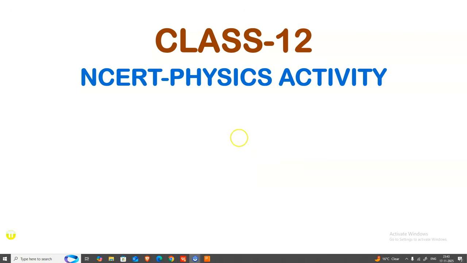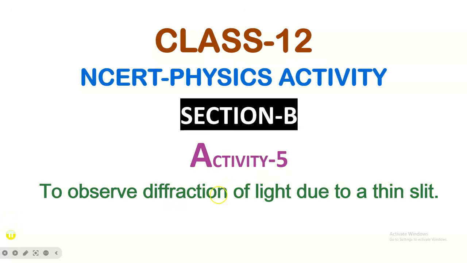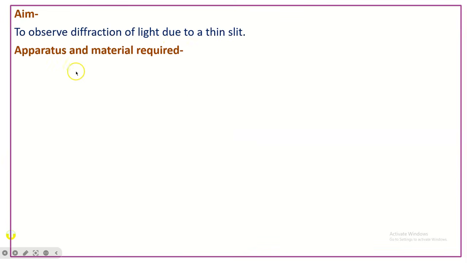Class 12th NCERT Physics activity from Section B, Activity number 5, to observe diffraction of light due to a thin slit. Aim: to observe diffraction of light due to a thin slit.